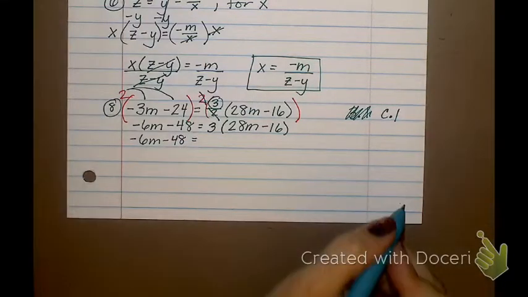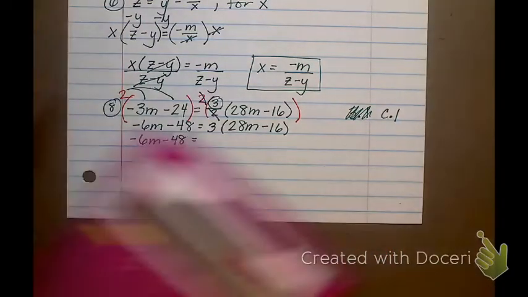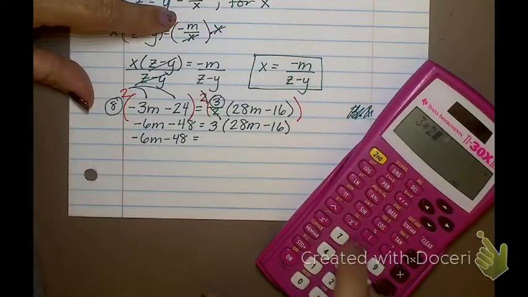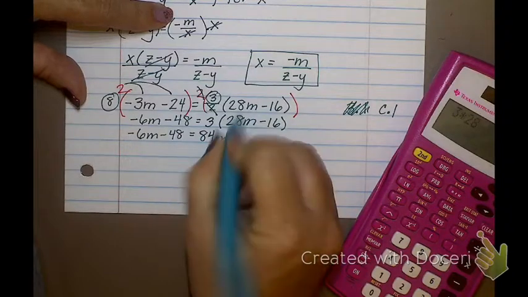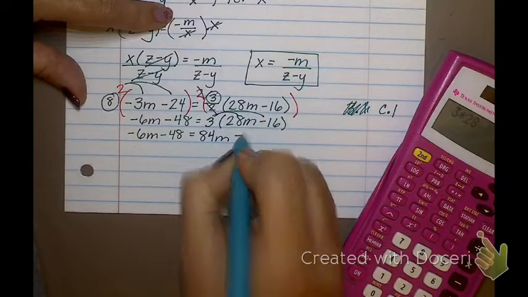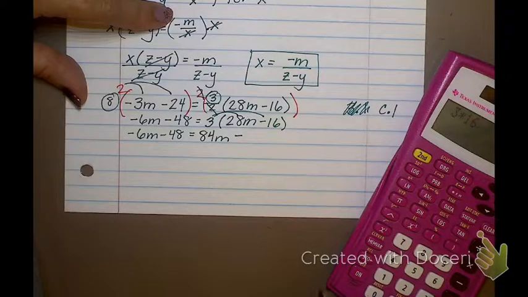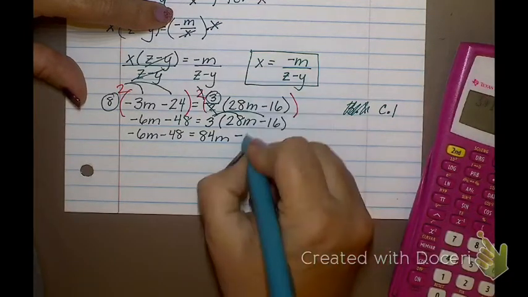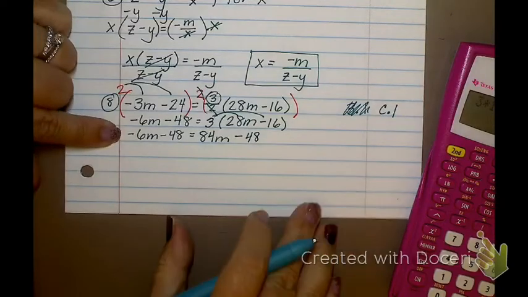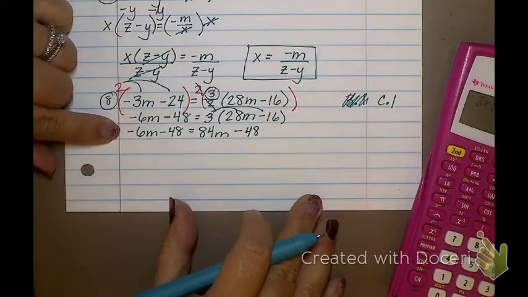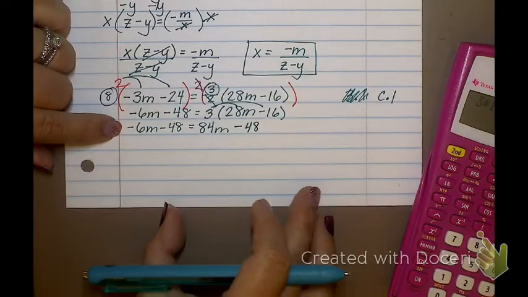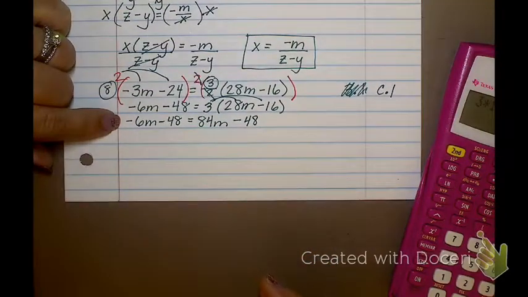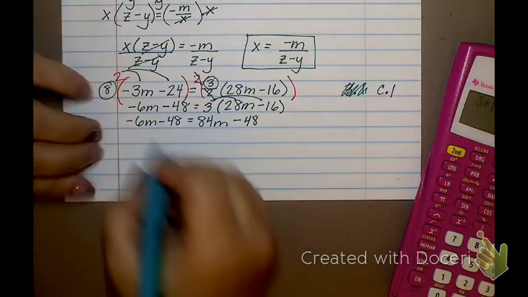And over here, I'm going to get my calculator because I don't often multiply numbers this big, but 3 times 28 gives me 84m, right? And then 3 times negative 16 is negative 48. This should be a pretty basic equation to solve. Get your m's together. It is not all real numbers. It is not no solution. Get your m's together. What do I need to do to get my m's together? Add 6m.